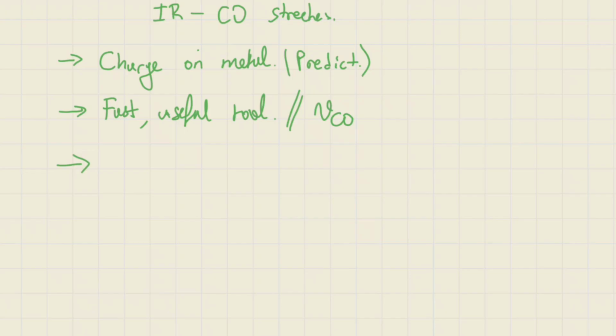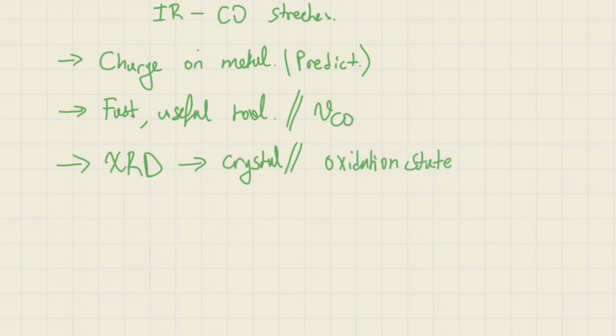And in inorganic chemistry, of course, XRD is very useful, but it is used for crystal structures and crystal morphologies. It doesn't provide any information about the oxidation state, so it is not very useful here. Therefore, infrared spectroscopy is the key method in this case.